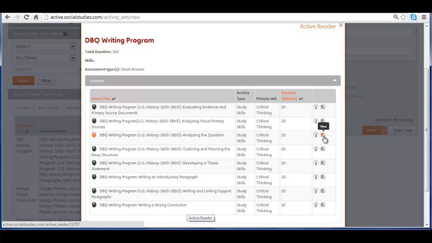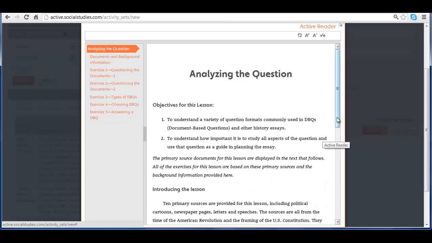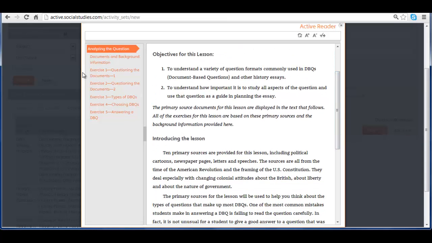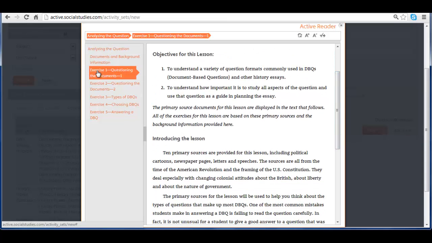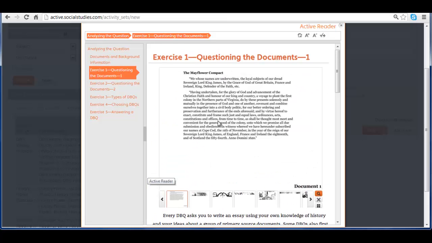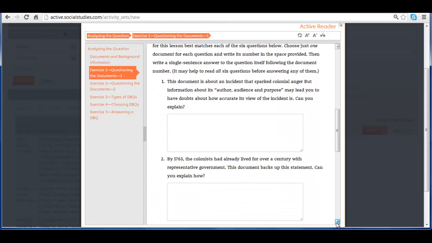What's nice is the way these activities are put together. Students might get examples of particular activities, and they'll need to make decisions about how to implement those. So with this one, there's 5 different exercises, and this is analyzing the question. Here the students get the primary sources that they're going to be looking at above, and detailed instructions.